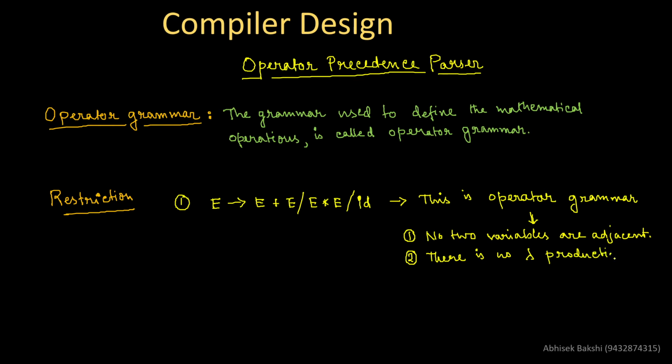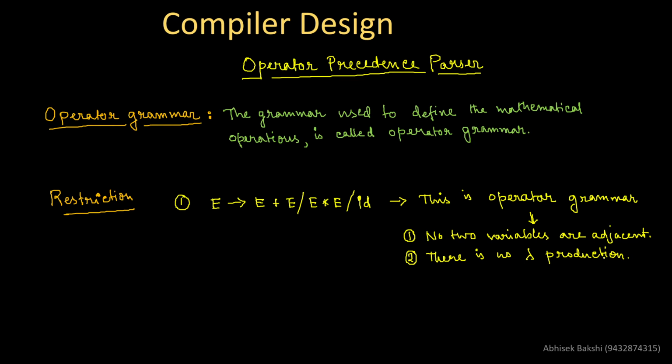So if you find there is a lambda production in a particular grammar, it's not possible to design an operator precedence parser using that lambda production. In that case, you have to remove that lambda production, and to remove it, you may have to introduce some more production rules in the grammar, but there should not be any lambda production in any operator grammar.